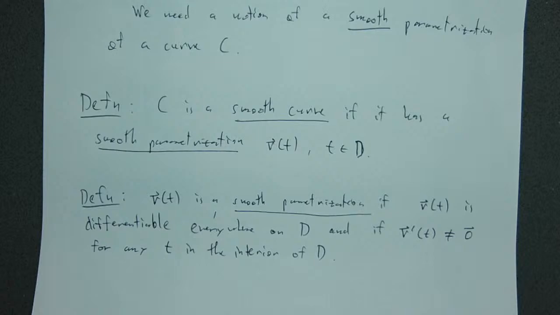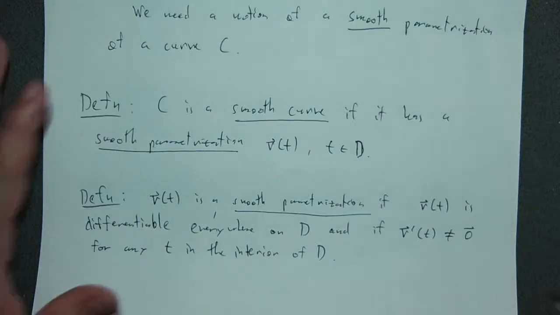Okay. The differentiable everywhere can be checked pretty easily by looking at the component functions and asking yourself, can I compute the derivative of each of those component functions, and is that derivative defined, right, and continuous for every point on D? So the question is, can I do that? Usually that's pretty easy to answer immediately. So then the thing to check is this condition.